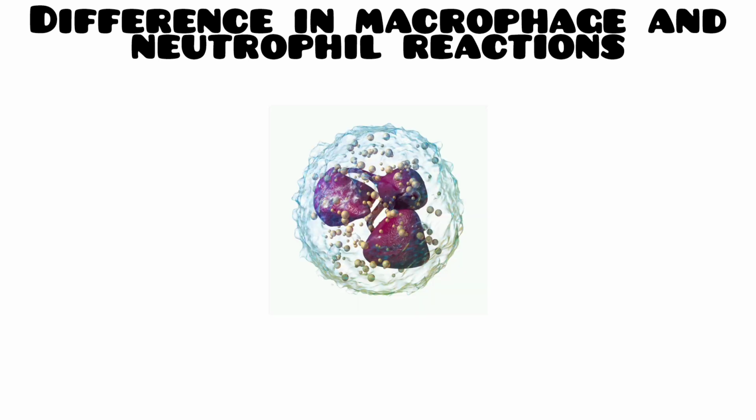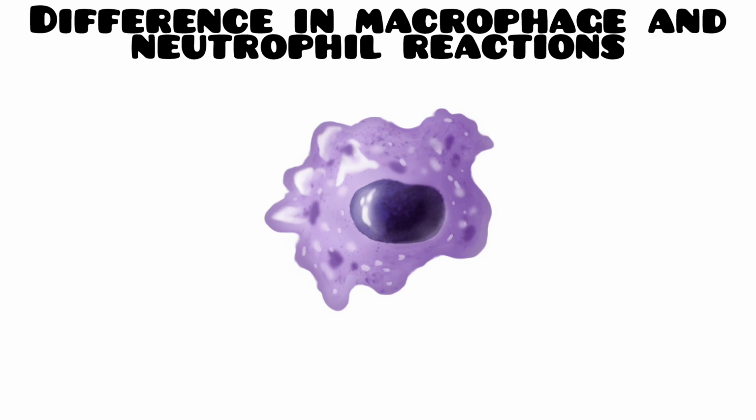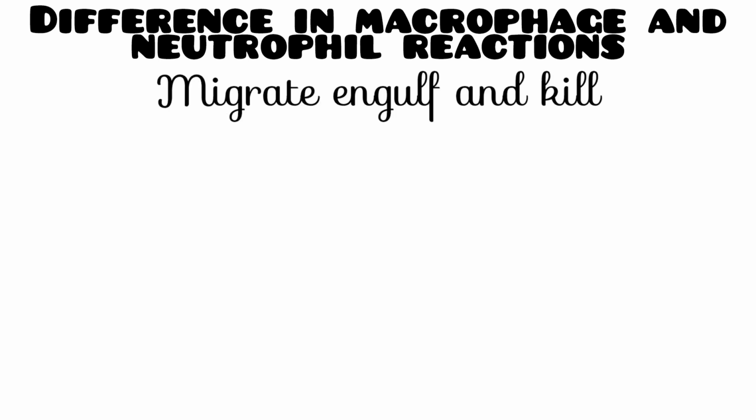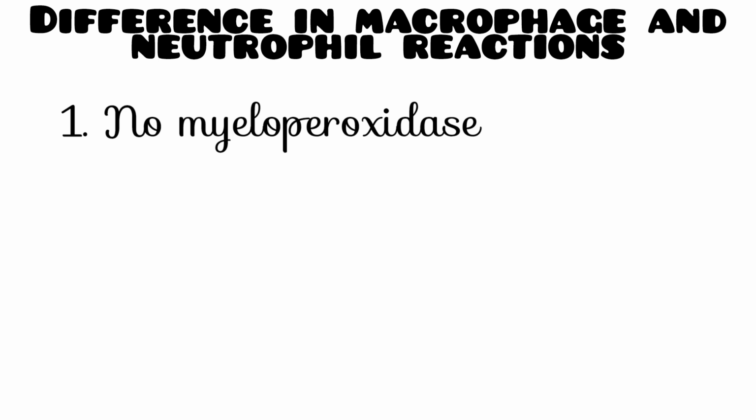We have discussed those mechanisms as they take place in neutrophils. Now we will look at the macrophages. Macrophages also migrate, engulf and kill bacteria by using essentially the same processes as the neutrophils do, but there are several differences. First difference is that macrophages do not possess myeloperoxidase and so cannot make hypochlorite ion. They do produce hydrogen peroxide and superoxide by respiratory burst. Respiratory burst is the increased uptake of oxygen by the cells.